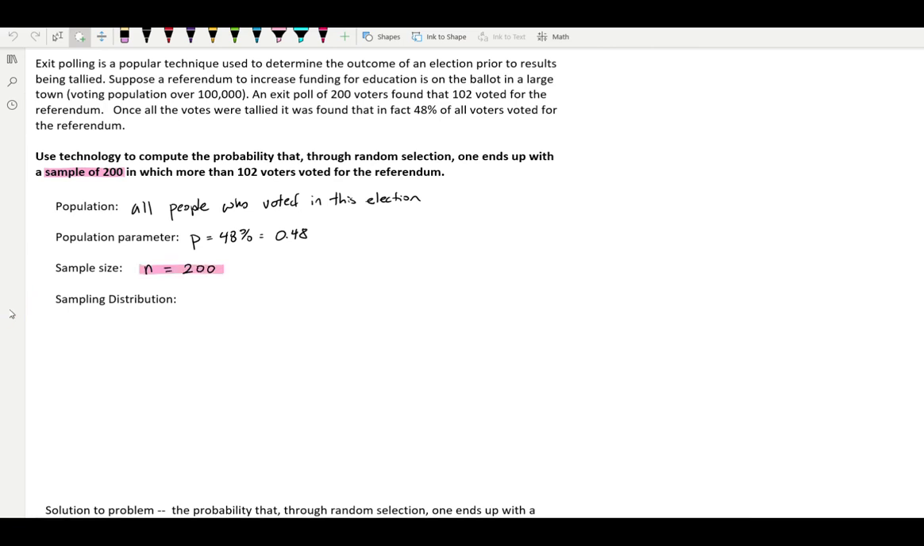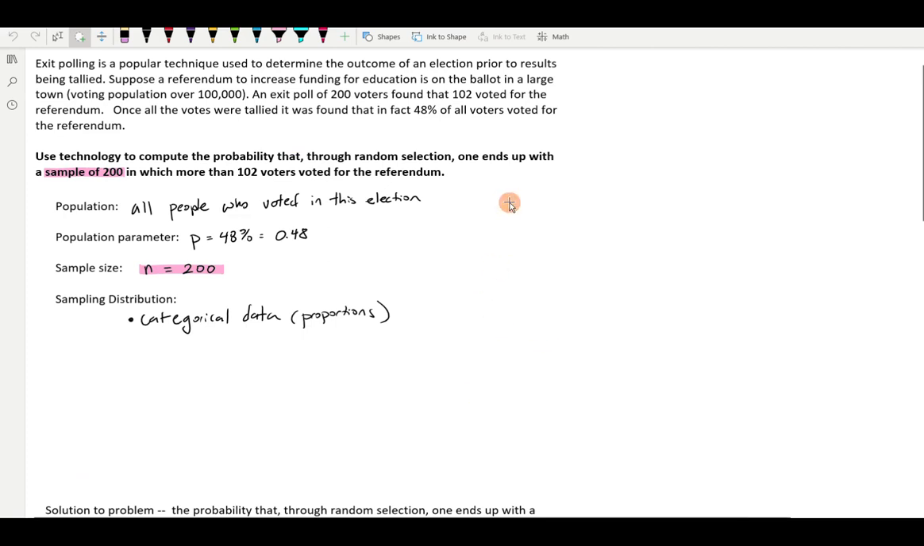To determine what kind of sampling distribution we have, we note initially that we have categorical data here, which we can tell because we're dealing with proportions. And also because if I think about an individual in the sample, it's one voter, and what we are measuring is whether or not they voted for the referendum. That is a category.